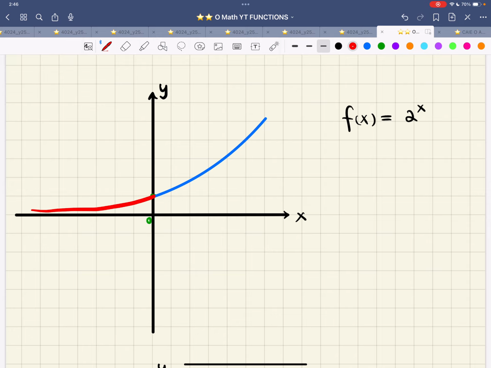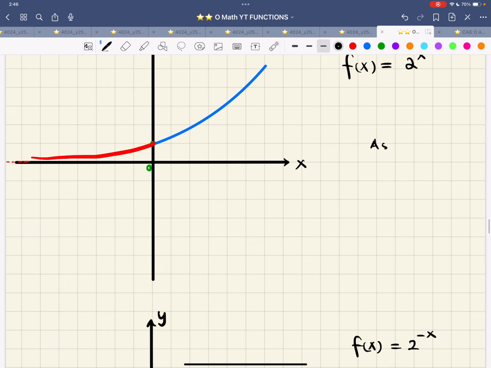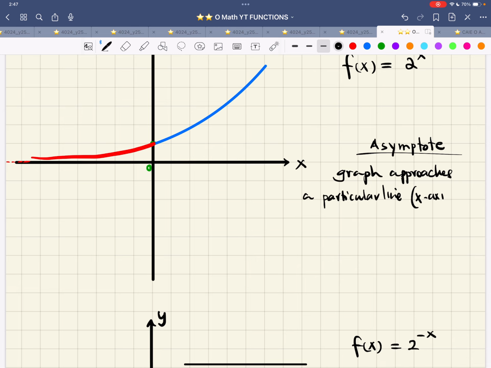So now what do we observe? The graph gets very close to the x-axis but does not actually touch it. So such a line is called an asymptote, which means the graph approaches a particular line, which in this case is what? Which in this case is the x-axis. And what's the equation of the x-axis? Y is equal to 0, but it does not touch it. So such a line is called an asymptote.